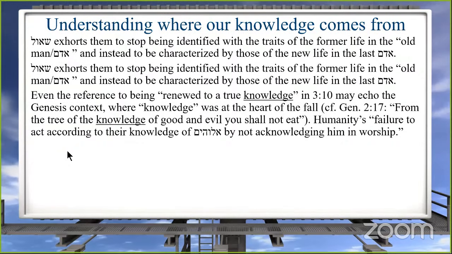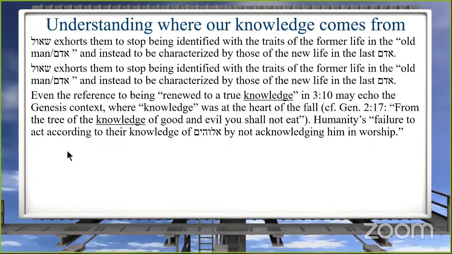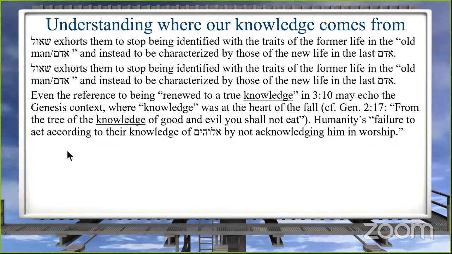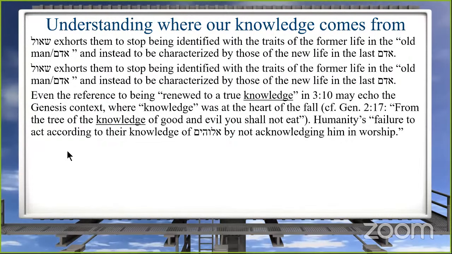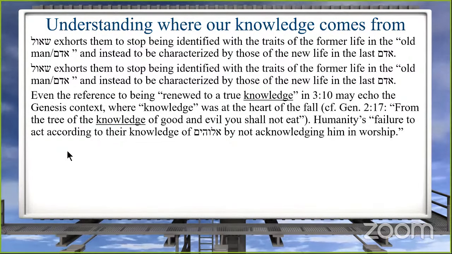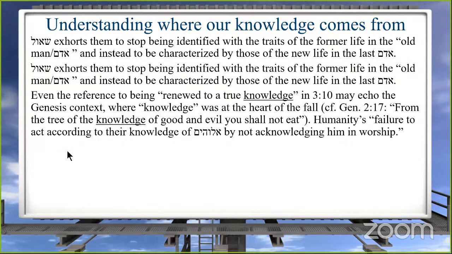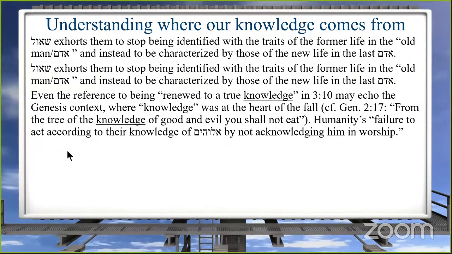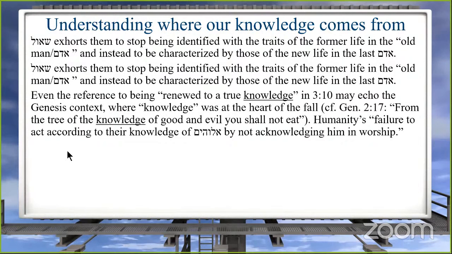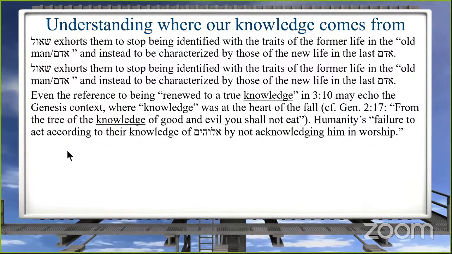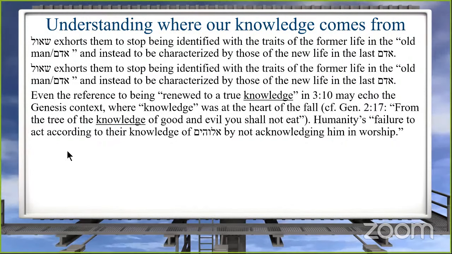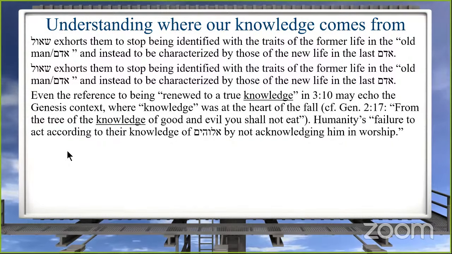All right. Even the reference to being renewed to the true knowledge, 3:10, may echo the Genesis context where knowledge was at the heart of the fall, right? In other words, there's a tree there of knowledge of good and evil, and then they had knowledge of what Yah told them to do. Those two things were given to them at that time.